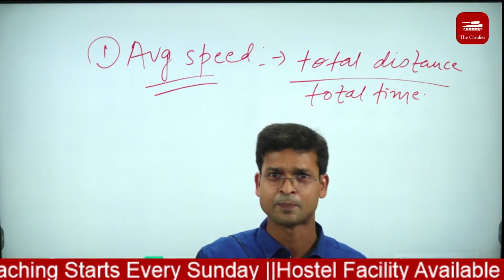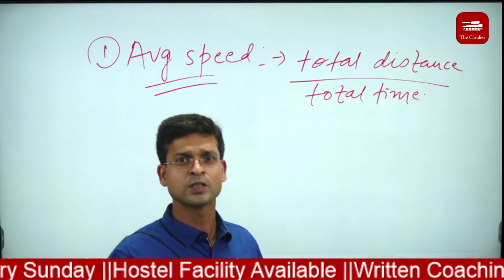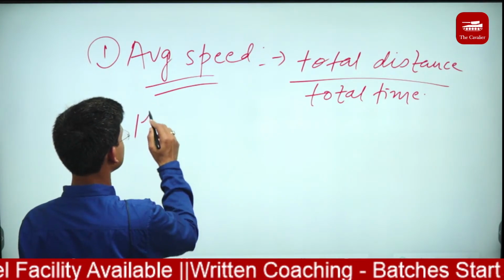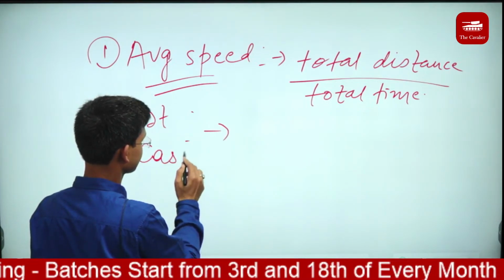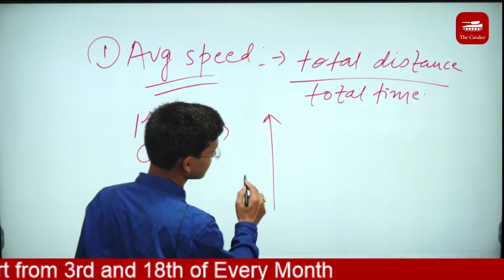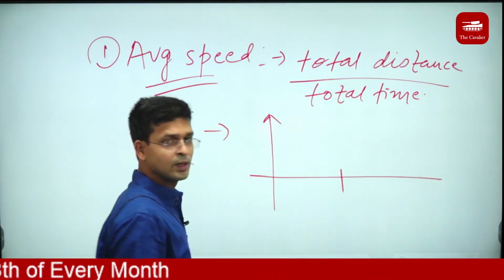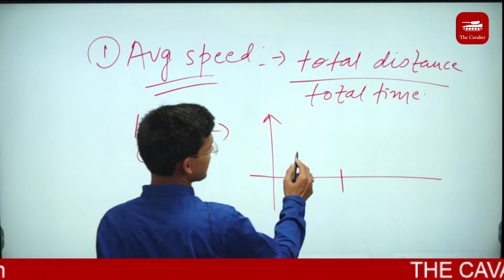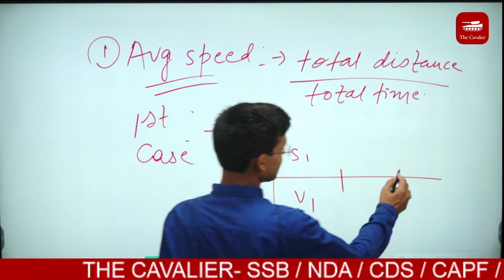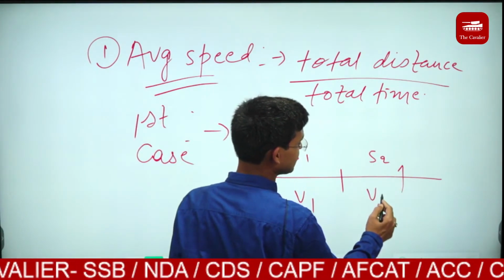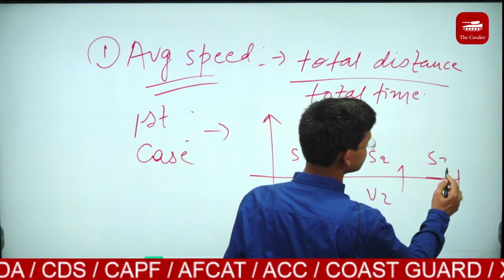And during average speed, we have to discuss the 2 applications. The first one is first case. If a body covers s1 distance with a speed v1, s2 distance with a speed v2, and s3 distance with a speed v3.